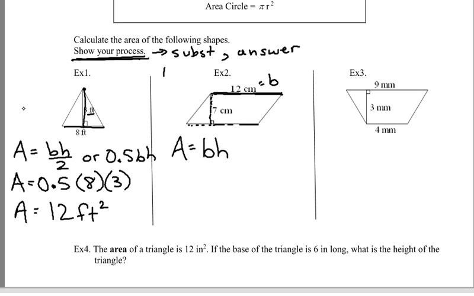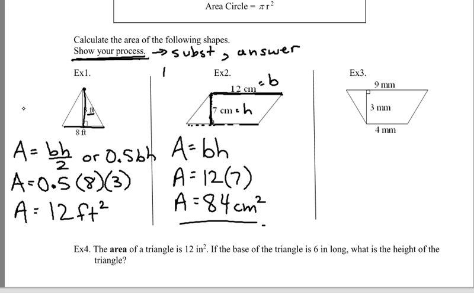So 12 would be a base, and the distance from the base to the other side is 7, so 7 would be our height. Area is 12 times 7, which is 84 centimeters squared. And the last one, well, we're looking at a trapezoid.